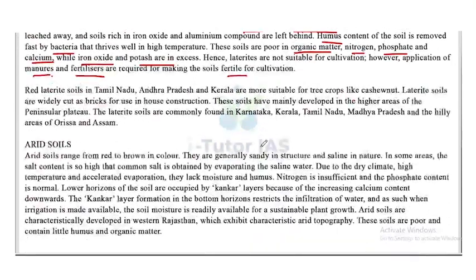Now, the red laterite soils in Tamil Nadu, Andhra Pradesh and Kerala are more suitable for tree crops like cashew nut. Laterite soils are widely cut as bricks for use in house construction. So these soils are also used for the construction of houses.